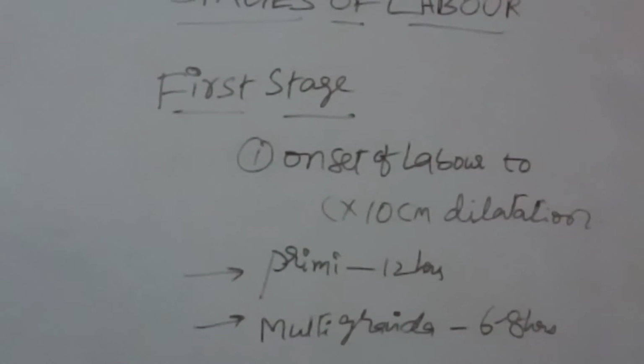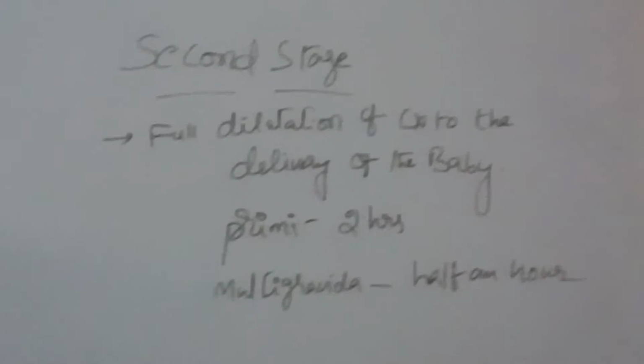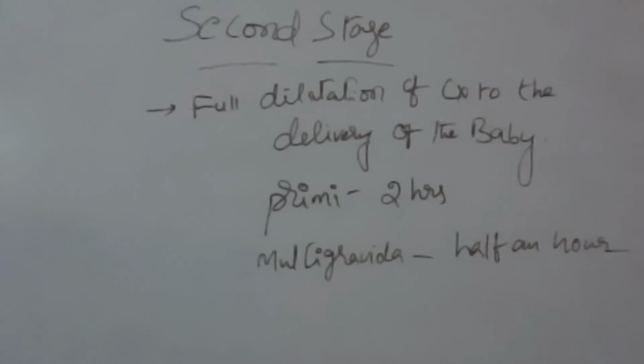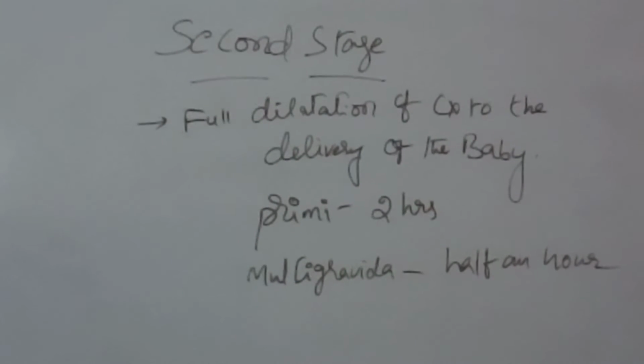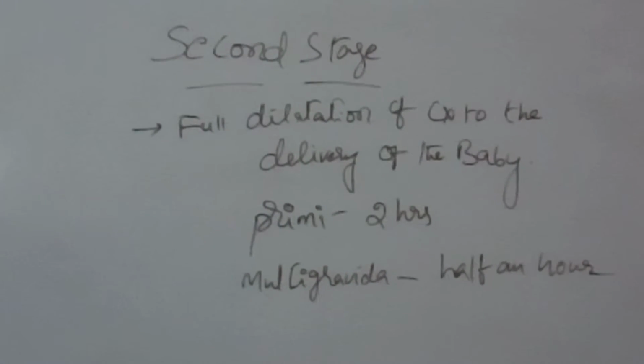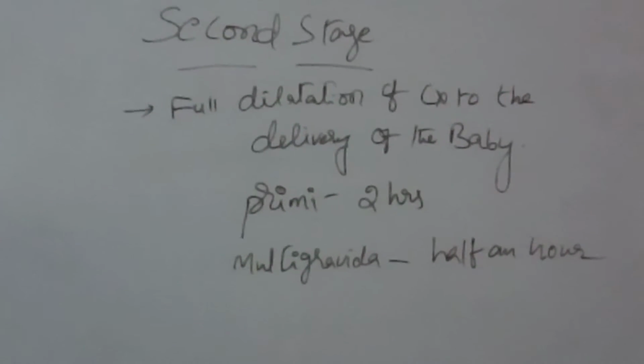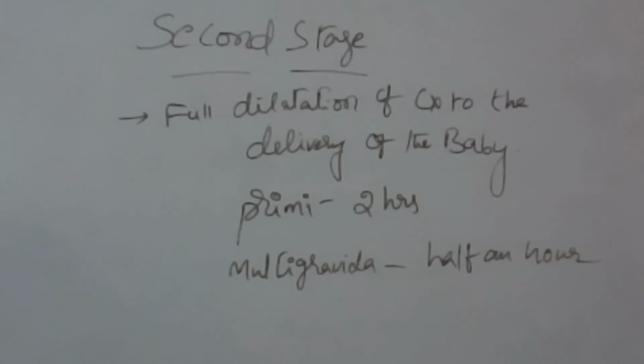Okay, coming to the second stage. This is the period from full dilatation of the cervix to the delivery of the baby. Actually, this second stage in the primigravida takes 2 hours. In multigravida it takes half an hour.